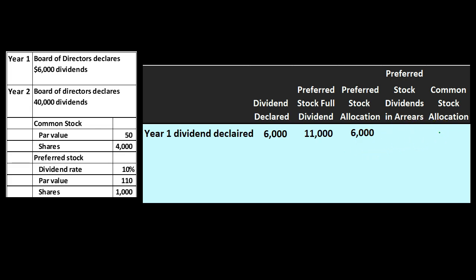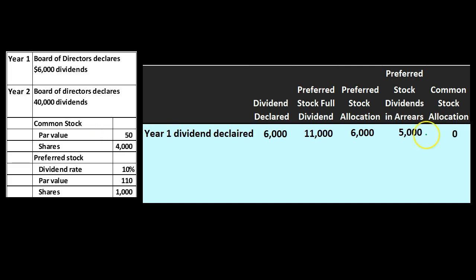Not only that, but typically they get the dividends in arrears, which basically means that the amount that is owed to them accumulates upwards. So in other words, the board of directors can decide not to pay them the full 11,000, but what they can't do is pay the common stockholders until they pay off the full amount at some point in the future. So the common stockholders are held hostage. They're not going to get anything until we pay off all the dividends in arrears and current dividends. So the common stockholders for year one get 0.